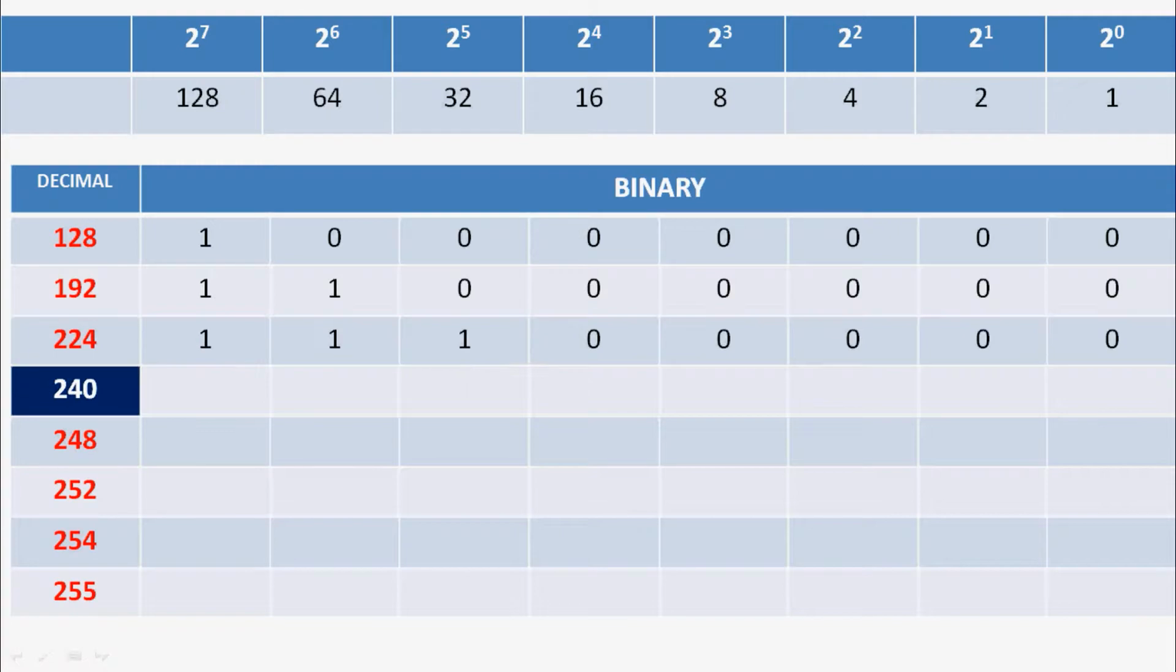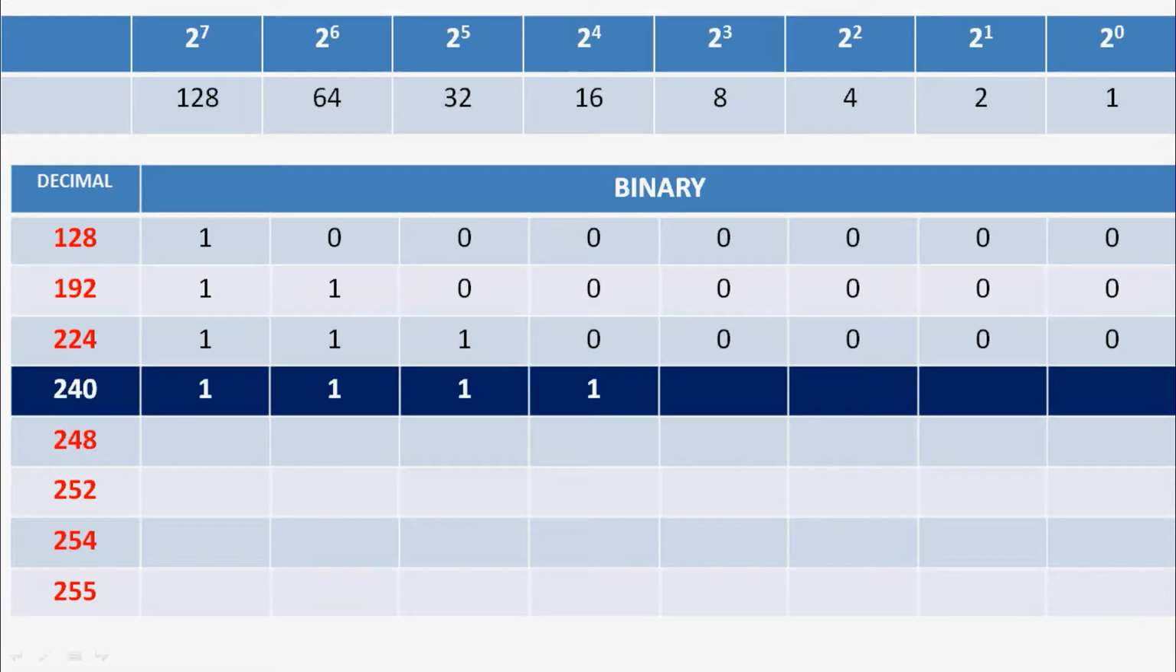Now we will consider 240. Now you have got the trick of how we are adding and how this number's binary will be. 240 means we have to add 128 plus 64 plus 32 plus 16. These first 4 numbers I have to add, so I get 240, and the remaining bits I am going to put zeros. So this will be the binary value of 240.